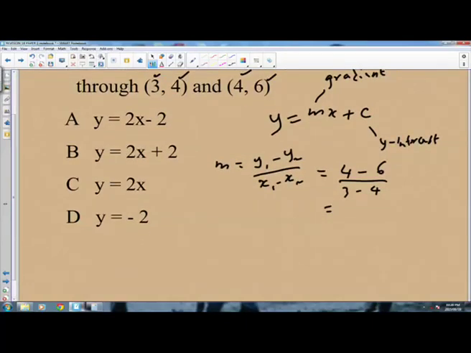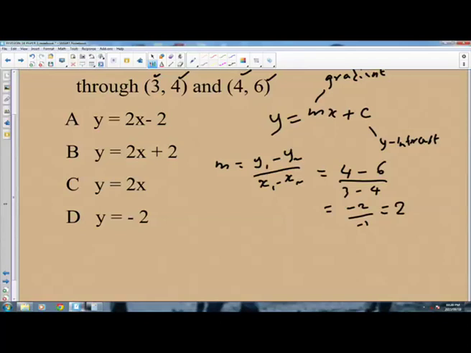4 minus 6 is minus 2 divided by 3 minus 4 is minus 1, meaning the gradient is 2 because it's minus 2 divided by negative 1. So the gradient is 2. And then what about the y-intercept? We need to find the y-intercept. We have found the gradient.